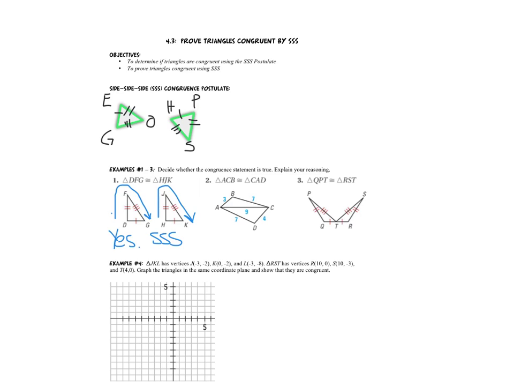The second one here, triangle ACB, is it congruent to CAD? When I look at these 2 triangles, the first thing that stands out to me is that these 2 sides are not the same. So the answer here would be no, and the reasoning would be the third side is not congruent.